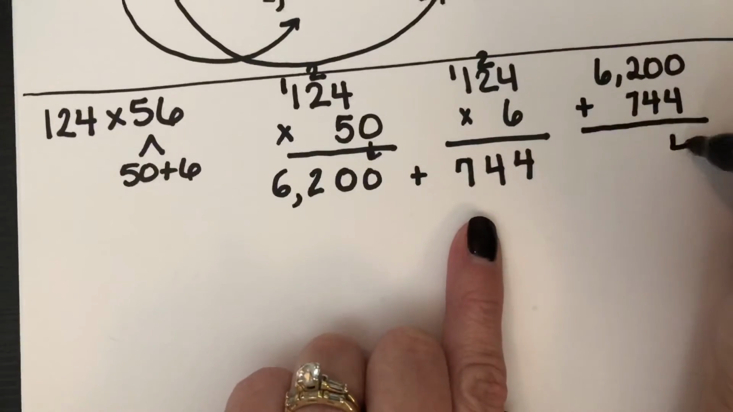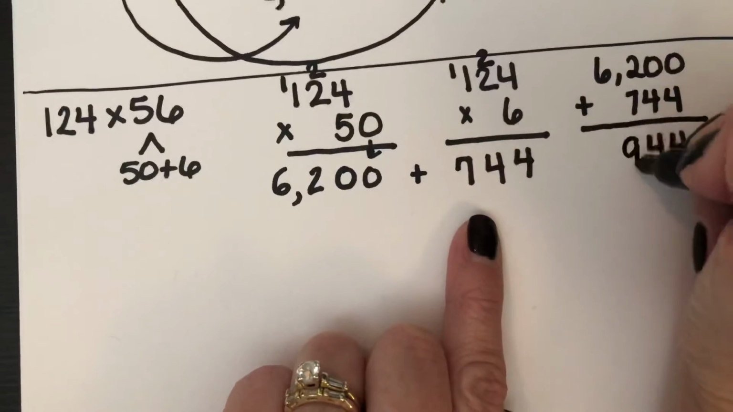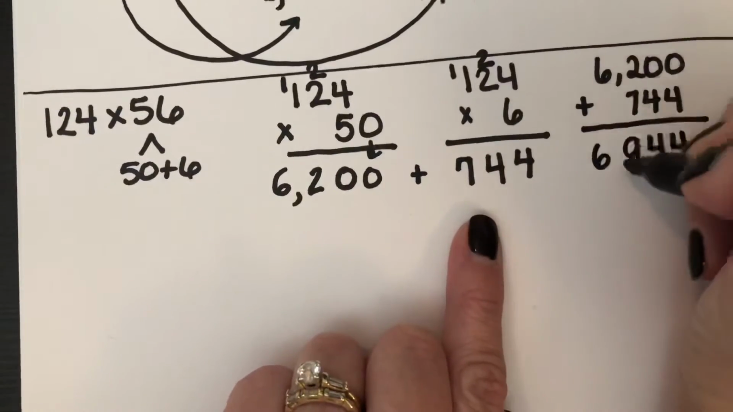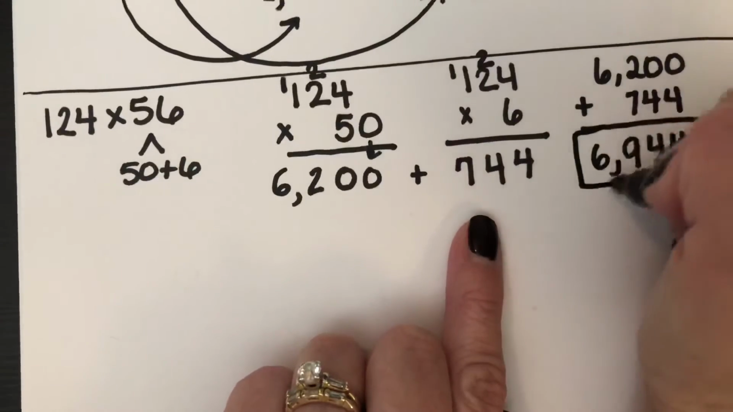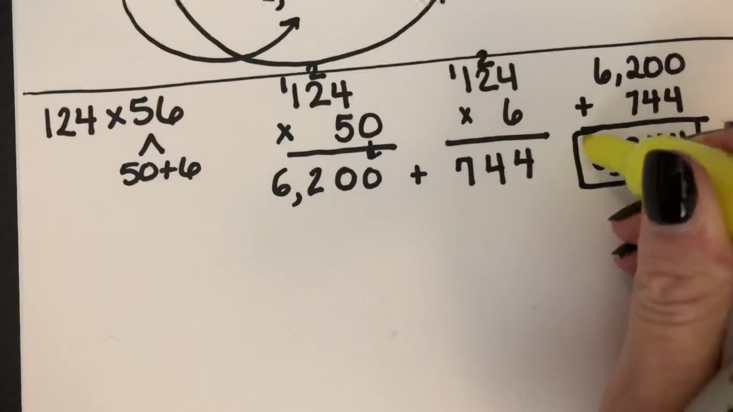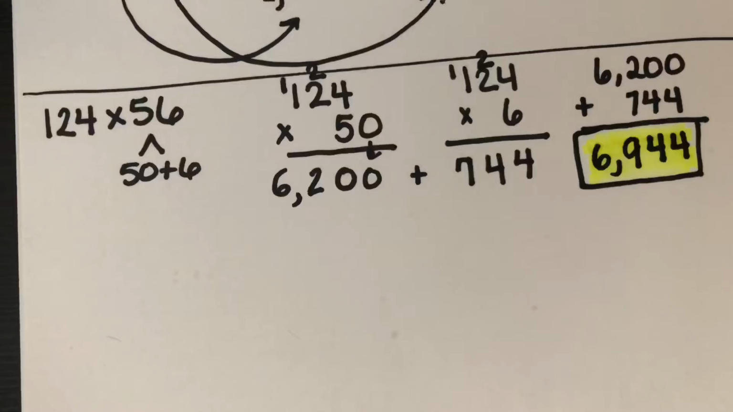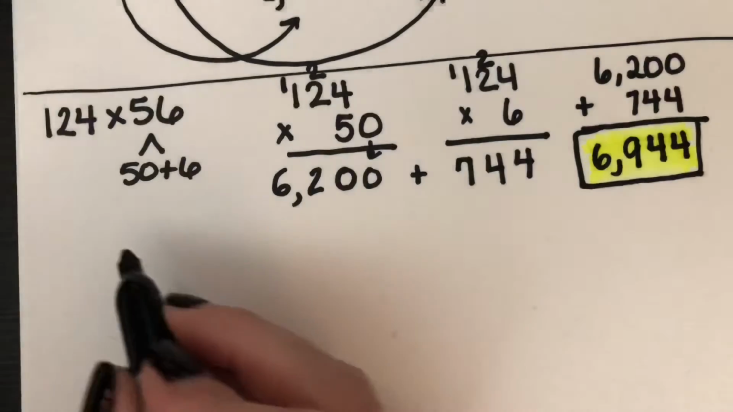0 plus 4 is 4, 0 plus 4 is 4, 2 plus 7 is 9, and bring down my 6 because it's 6 plus nothing, comma. My answer is 6,944. And I always box my answers and highlight, or box and hand highlight, just so it's easily seen.